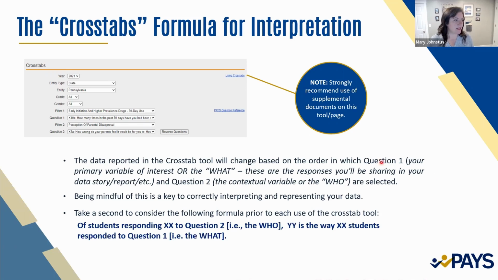I have created a template, or a formula, for interpreting the data that I use over and over again. The key is to find your 100%, and I'll show you what I mean by that, then read down and use this formula. So of students responding something to question 2, my who, for example, of students who said their parents felt it was not wrong at all to use alcohol, X is the way that those students responded to question 1. So of the students who responded that their parents think it's not wrong at all to use alcohol, 20% actually did use alcohol.